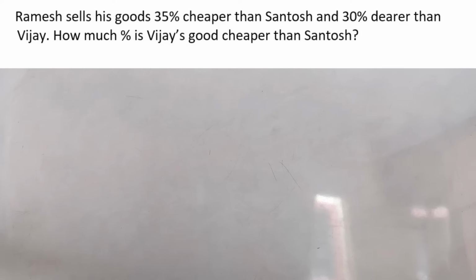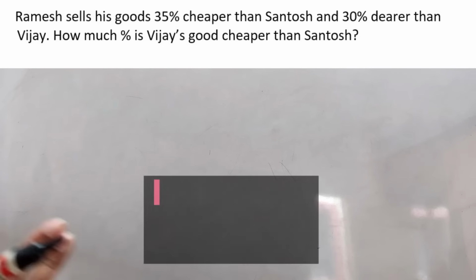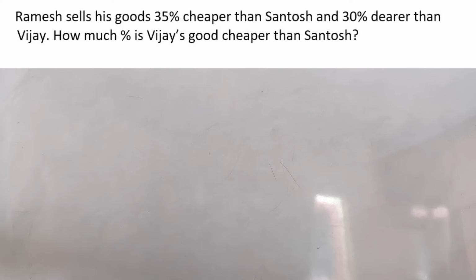Okay, let's try this one. This is very interesting. Ramesh sells his goods 35% cheaper than Santosh and 30% dearer than Vijay. Dearer means higher price, costlier. How much percentage is Vijay's good cheaper than Santosh? Simple way. Well, I think you have already tried. Some of you have already done. Congratulations to all of you. Then definitely in that case, I would like to know that. So write it in the comment box.